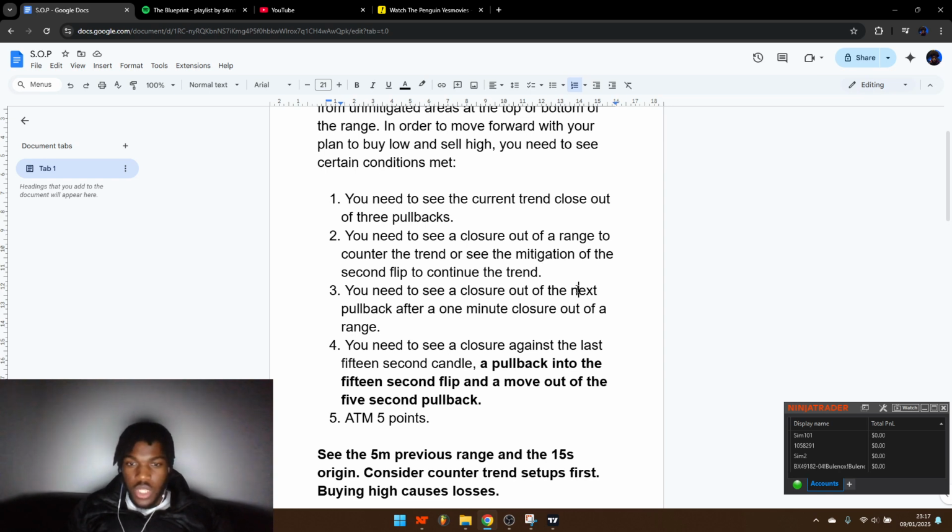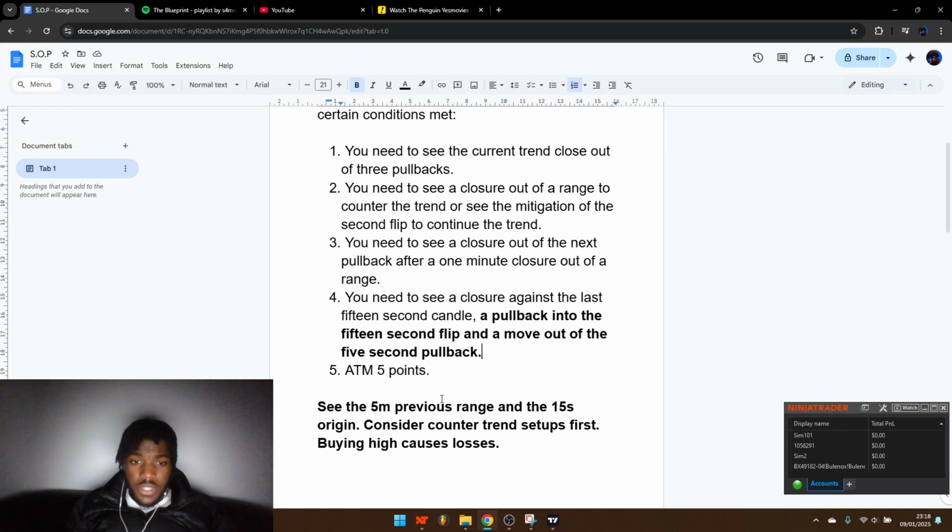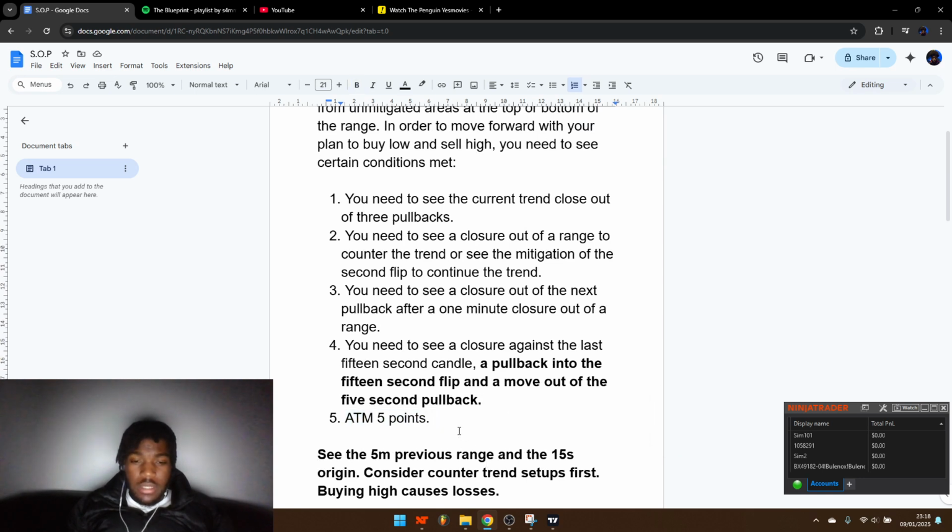You need to see a closure out of the next pullback after a 1 minute closure out of a range. You need to see a closure against the last 15-second candle, and I will remind myself to double down on this because I avoided this in New York, which caused losses. That's why I have this in bold. I must see a closure against the last 15-second candle, a pullback into the 15-second flip, and then move out of the 5-second pullback, and then ATM 5 points.